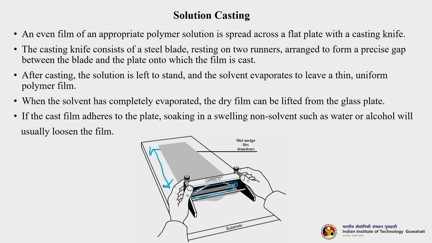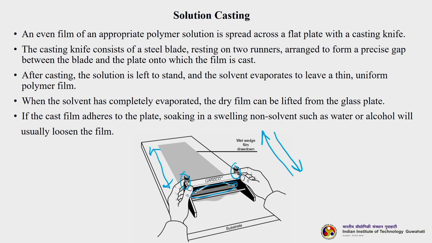The casting knife consists of a steel blade resting on two runners. This is one runner, this is another runner. We can move it in this direction, and then further move it in this direction. The knife consists of a steel blade resting on two runners arranged to form a precise gap between the blade and the plate onto which the film is cast. And what is the role of the knife? I can adjust the knife height in such a way as to obtain the desired thickness of the membrane.